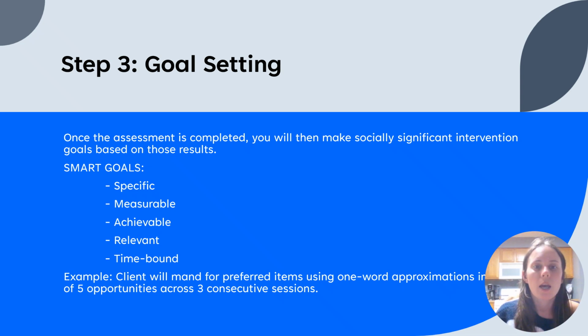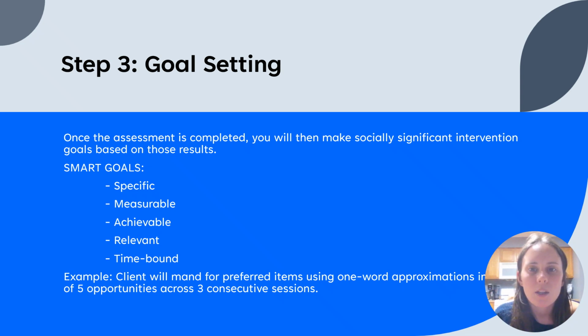So what is a SMART goal? SMART. S is for specific, so they should be clear and well defined, easy for people to read and understand. You want them to be measurable. You should have a clear way to track your progress. For example, you may need to have at least 4 independent responses for every 5 responses. So that's like our example at the bottom. Client will mand for preferred items using 1 approximation in 4 out of 5 opportunities across 3 consecutive sessions.